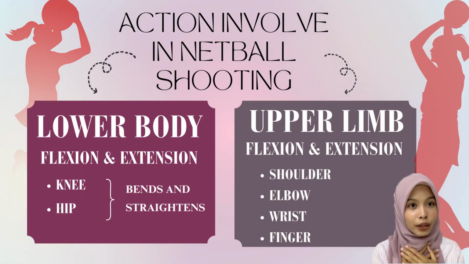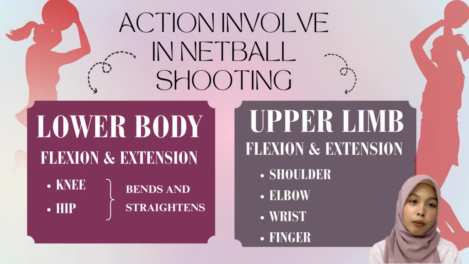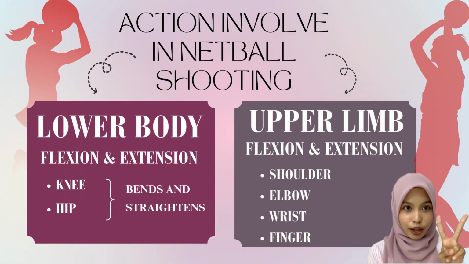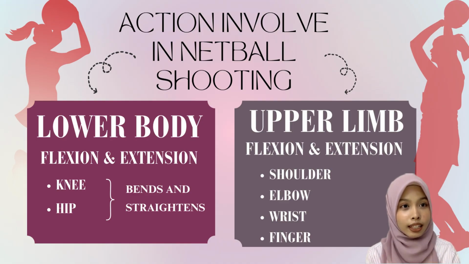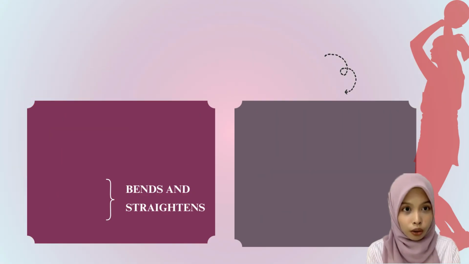Now for my part, what are the actions involved in netball shooting? There are two parts, which are the lower body and upper limb. The similarity between these two parts is the same action, which is flexion and extension. The lower body involves the ankle, knee and hip. Flexion happens when the athlete bends their knees and hips to load energy and prepare for the outward push. Extension happens when the athlete straightens the legs and hips to generate outward force and to power the shot.